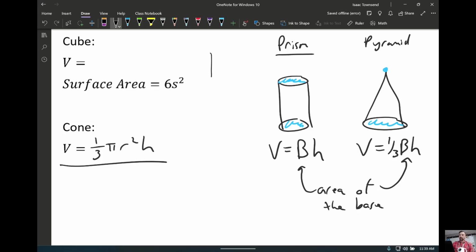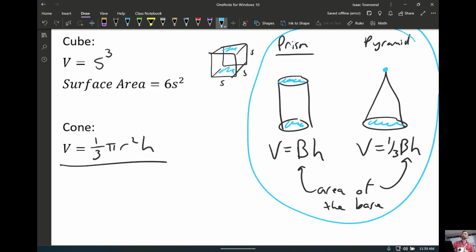Whereas a cube has two bases, like the top and the bottom. So this is kind of a silly one to use this on, but if we call the side lengths S, the area of the base would be side squared times that by the height, which would be another side. Side squared times side gives you side cubed. But this is just a nice, neat way to figure out the volume of most three-dimensional shapes. I say most because there's a few others.